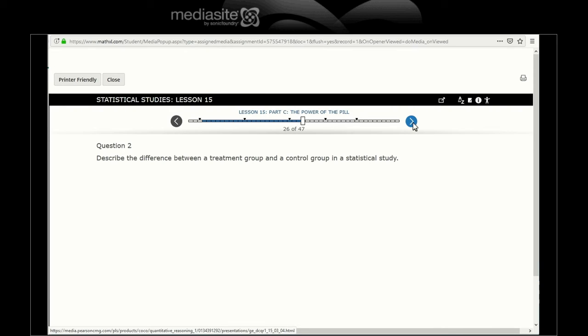Describe the difference between a treatment group and a control group in a statistical study. Well, treatment group, group A, getting the treatment. Control group, maybe when it gets to placebo, nothing.